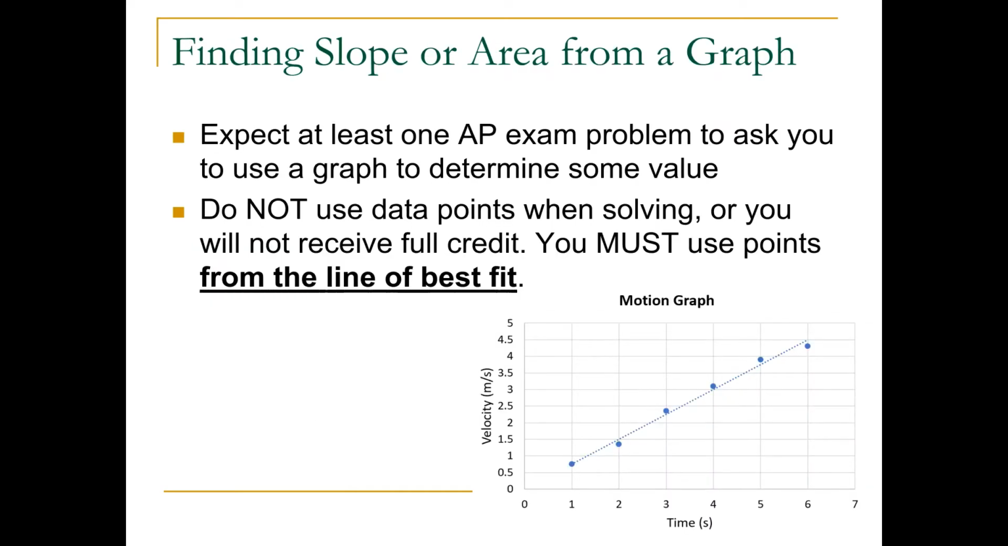All right, so probably the most important thing for analyzing graphs is typically finding the slope. So when you are finding the slope, it is very, very important that you use 2 points from the line of best fit. Do not use data points. If you try to use data points, you will likely not get full credit. So what do you do if there's a data point on the line of best fit? Can you use that data point? Yes, but I would specify in your answer that you are using that point from the line of best fit, not that you're using that point from the data table.